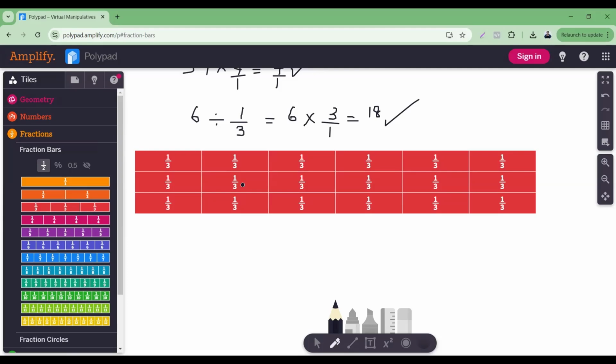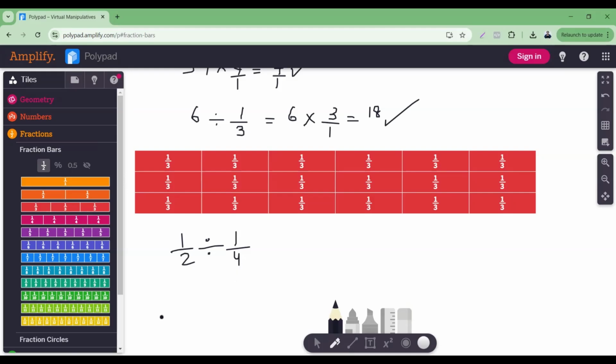That was any whole number divided by a fraction. Now, let's try to apply the same thing for a fraction divided by a fraction. Let's take 1/2 divided by 1/4. Okay, 1/2 divided by 1/4.